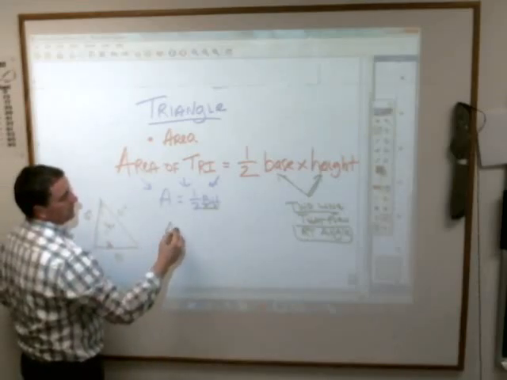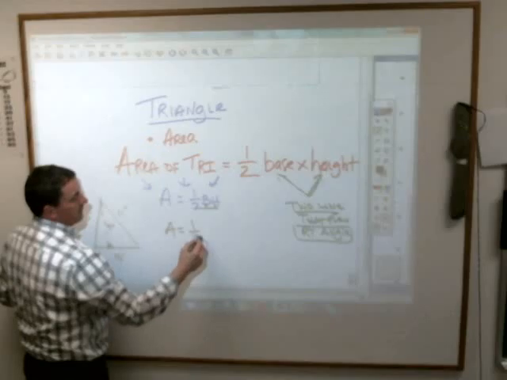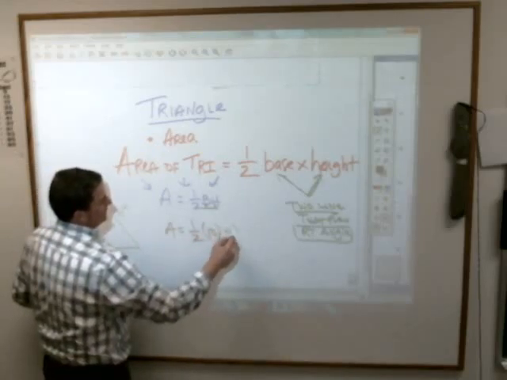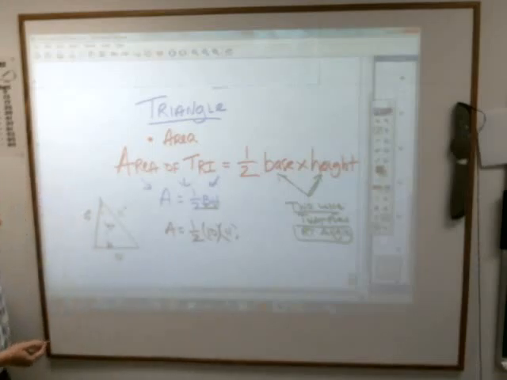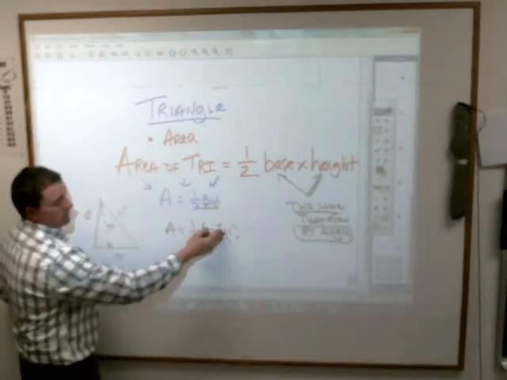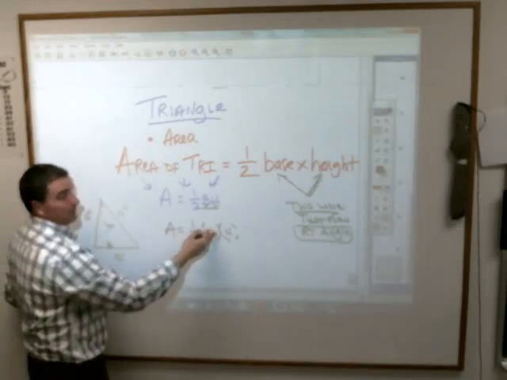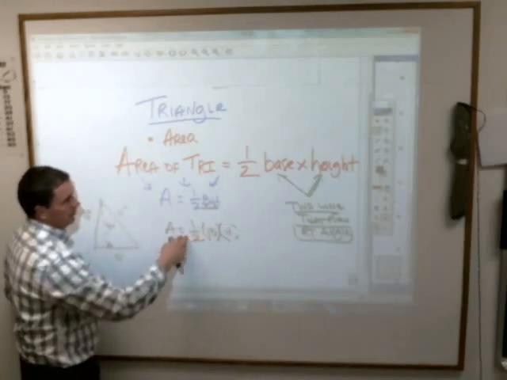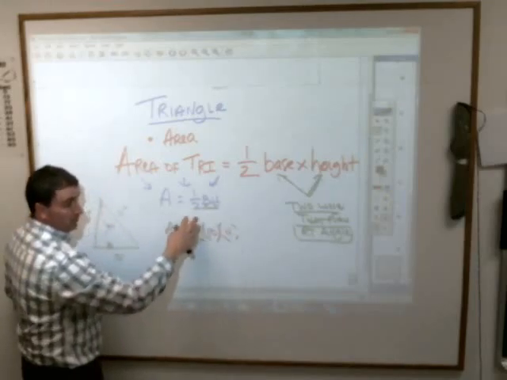So my formula looks like this: 1/2 of 10 times 11. And it doesn't matter which one you call the base and which one you call the height. It's immaterial because it's multiplication. It doesn't matter the order. You could take 1/2 of 10 and then multiply it by 11, or take 1/2 of 11 and multiply it by 10, or take 10 times 11. Doesn't matter the order you do it here.